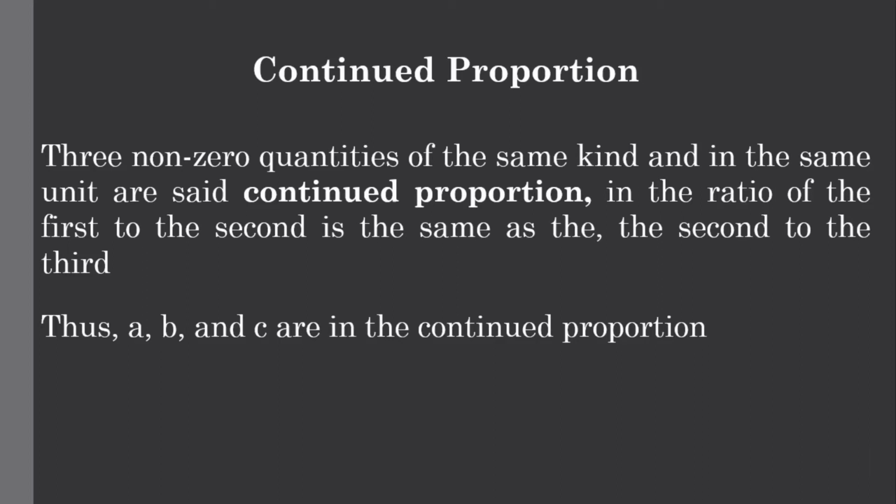We say A is to B is equal to B is to C. Then we say they are in continued proportion. You can see that in both ratios B is common and it is continued. So we call this proportion a continued proportion.